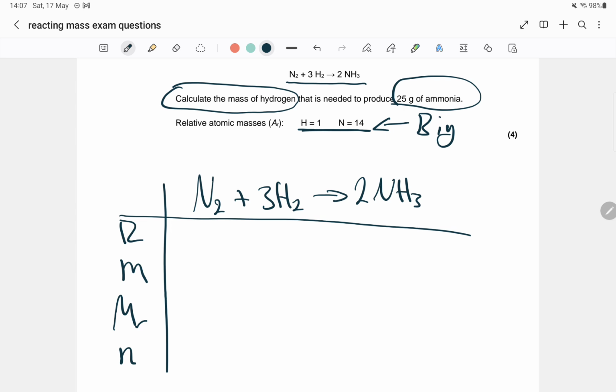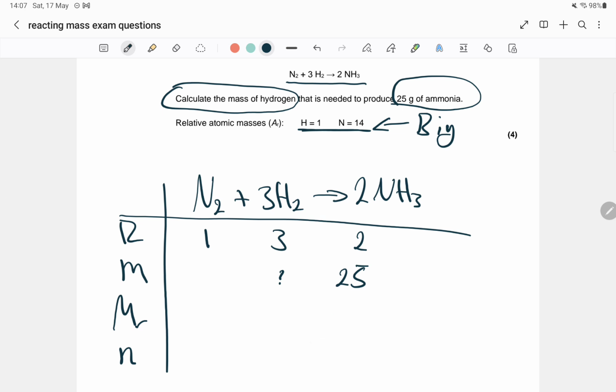I'm going to start by working down the table all the information we know just from the question. So the ratio, just a molar ratio of atoms in the balanced symbol equation. So I've got a 1, a 3, a 2. In the question, it's asked me to calculate the mass of hydrogen, so I just put a little question mark in there to remind me that's what I need to work out. And they've given me 25 grams of ammonia.